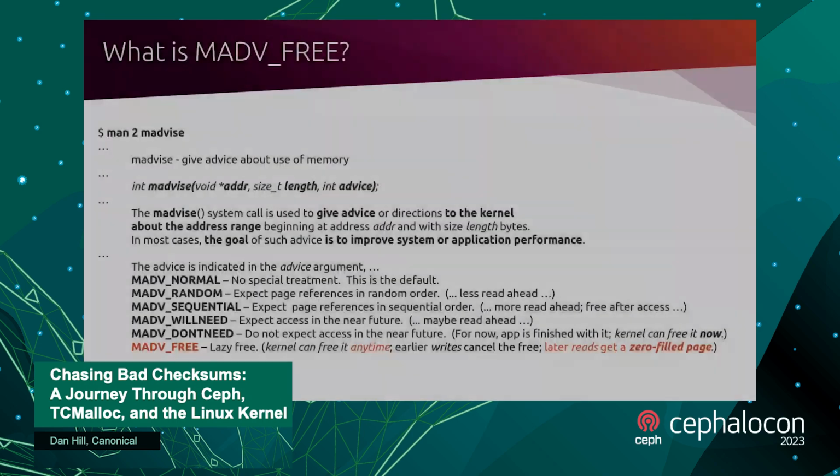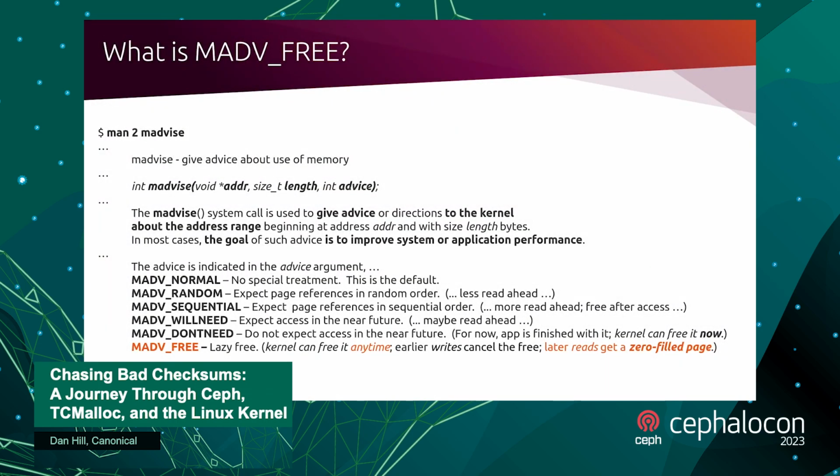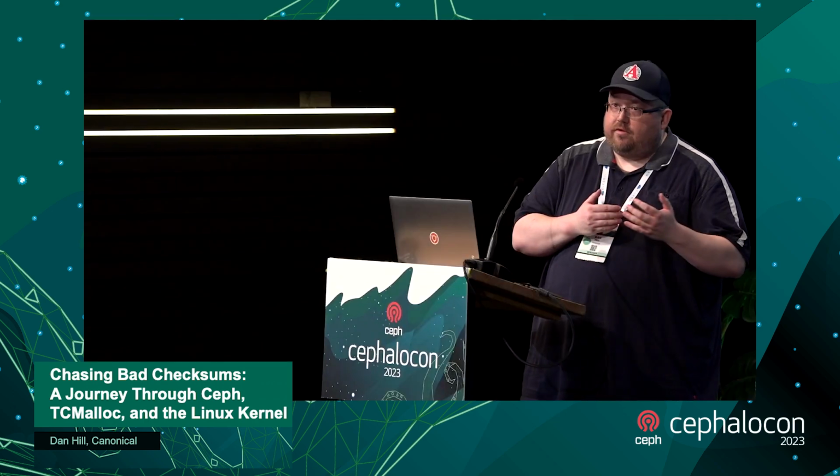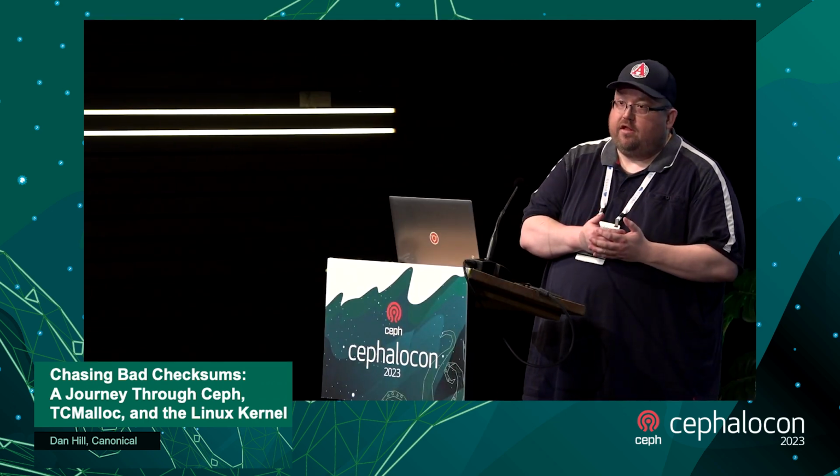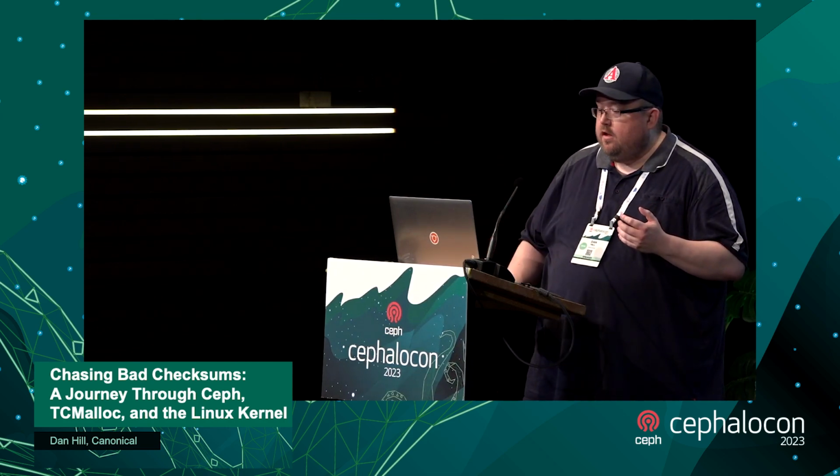So, what is madvise free? This is a system call that hints that when you're freeing the memory, you're hinting to the kernel what it should do with that memory. And there's different constants that you can pass to it. The two that we're particularly interested in here, the ones that are used in TCMalloc, are madvise don't need and madvise free. Madvise don't need indicates to the kernel that the page can be freed right now in line, and the kernel will do that.